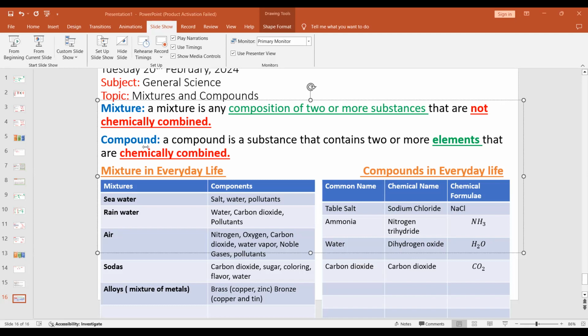I'm asking you for an example of a mixture though. In everyday life, give me an example of a mixture. Seawater or rainwater. Very good. Seawater or rainwater. Good.